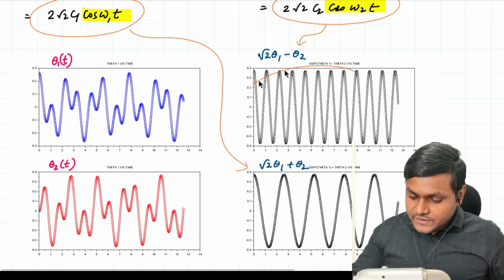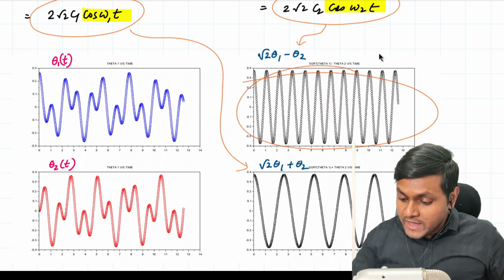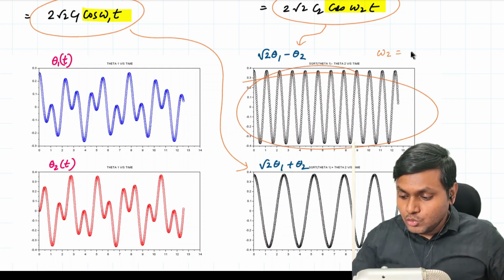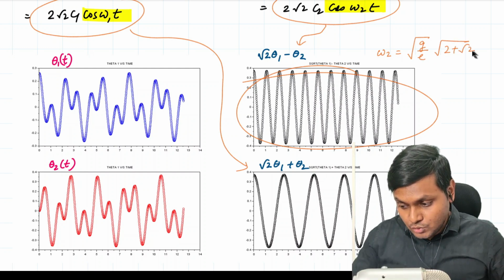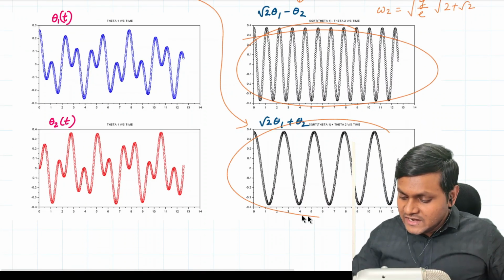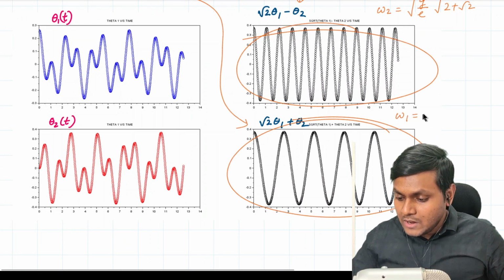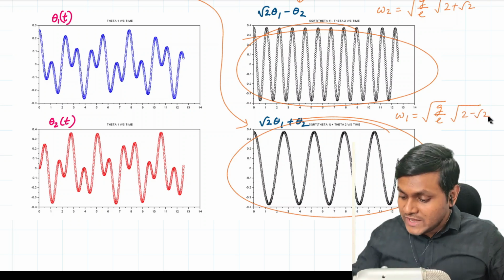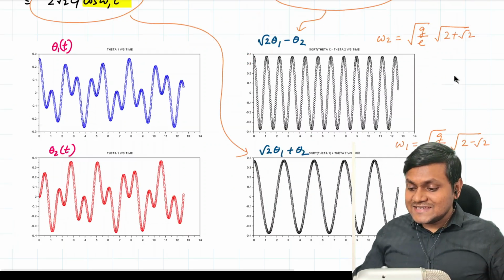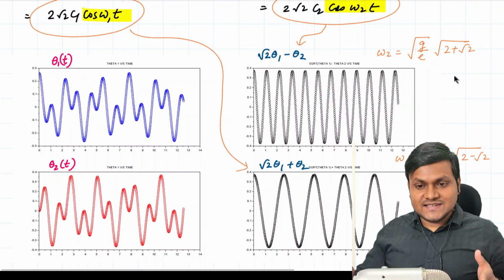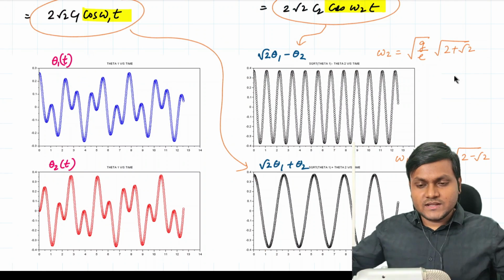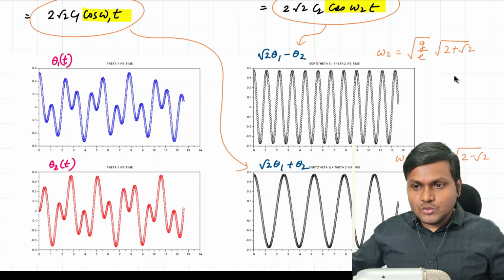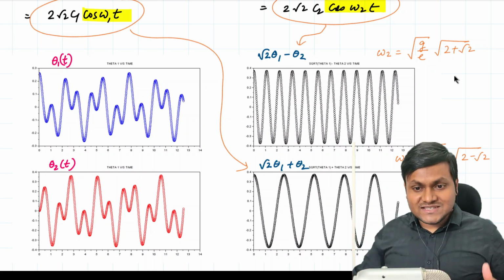So this is the sinusoidal variation of omega 2. Now omega 2 is root over g upon L, root over 2 plus root 2, right? And this is a sinusoidal variation of omega 1. So omega 1 is nothing but root over g upon L, root over 2 minus root 2. So as you can see, omega 1 is less than omega 2, right? It's a sinusoidal variation, but the frequency is less. And omega 2 is greater. It's a sinusoidal variation, but the frequency is more.